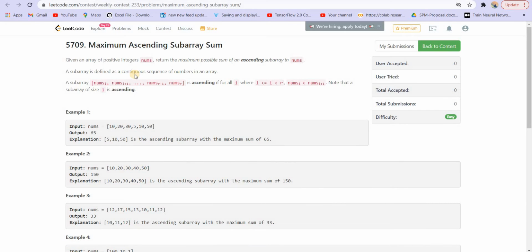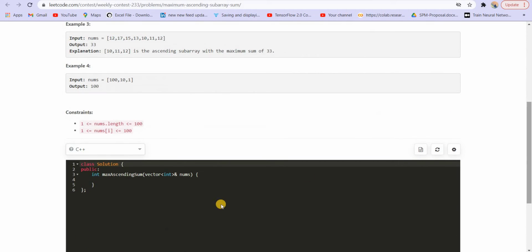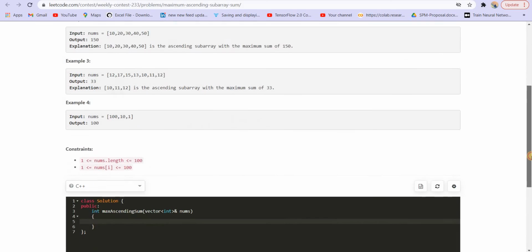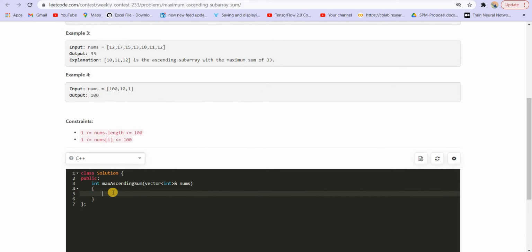Maximum Ascending Subarray Sum. Given an array of positive integers nums, return the maximum possible sum of an ascending subarray in nums. Here it is 65. Basically we have to find the summations of all the increasing subarrays, like 10, 20, 30. It will be 10 plus 20 plus 30, that is 60. Then the next increasing one will be 5, 10, 50. So these are increasing subarrays and we have to find their summations.